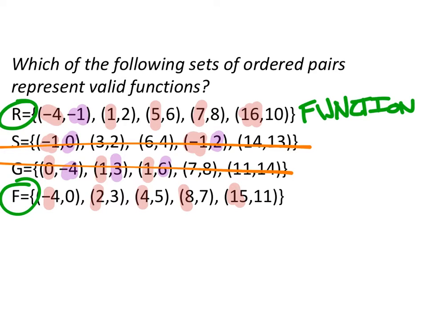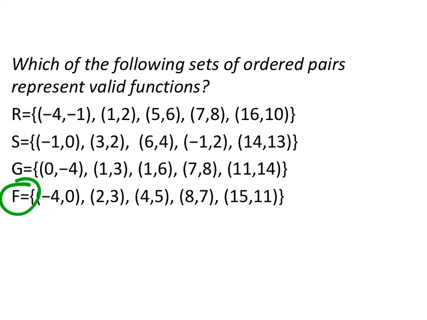Now keep in mind though, and I don't want to throw a wrench in your explanation, because it is correct. Let's look at set S. Let's say set S had the negative 1, 0, and then the negative 1, 2. If the 2 was a 0 right there, it's still producing the same result. The input is still producing the same output, and in that case, we would have said that it would have been a function.